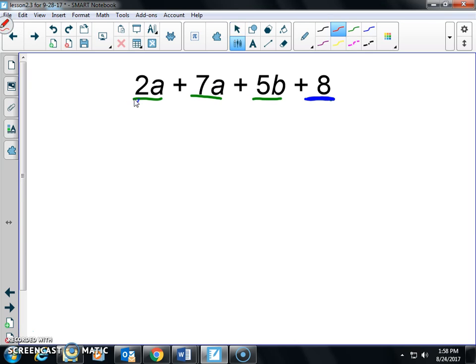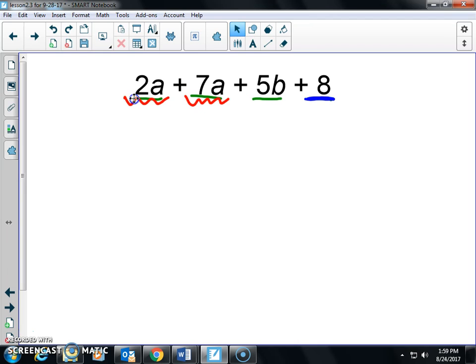Okay, take a look up here. 2a and 7a are considered like terms because they both have the same variable. They both have the variable a. And if you're somebody who needs to think of something visual, think there's 2 apples plus 7 apples. Well, the apples are like terms. Then it says plus 5b, maybe 5 bananas. Well, those aren't like terms. You don't put the apples and the bananas together. So 2a and 7a are considered like terms.